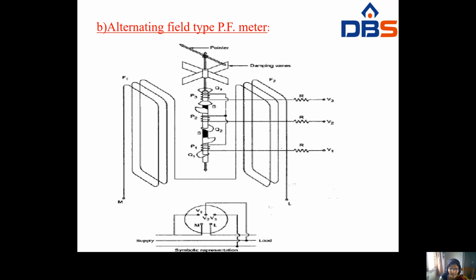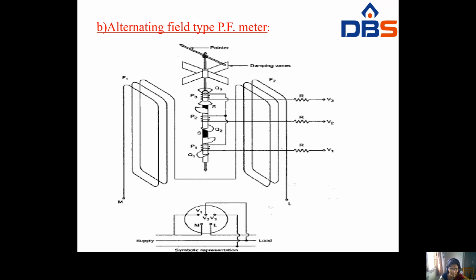Okay, you have to take this is the supply side and this is the load side. On the spindle you have to connect the current coil through three iron pieces. Okay, these are the three iron pieces, and here the pointer you have to connect to the spindle. Here this is a damping vane. This is the symbolic representation of the alternating field type power factor meter.